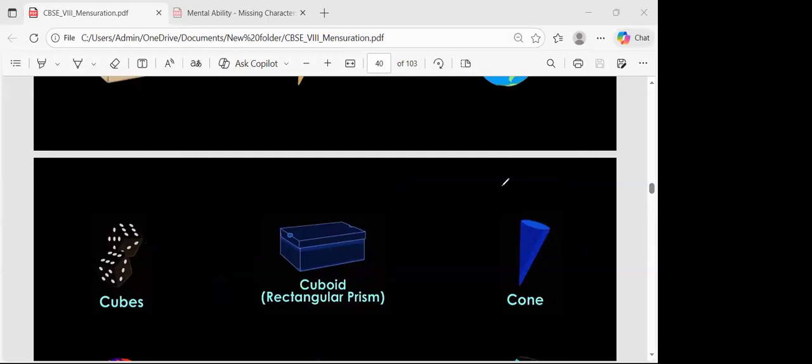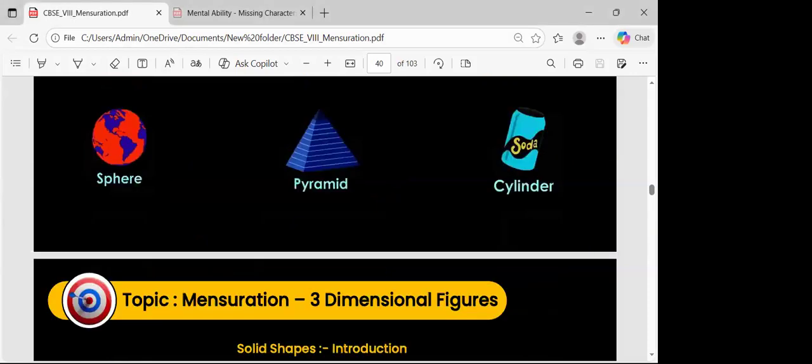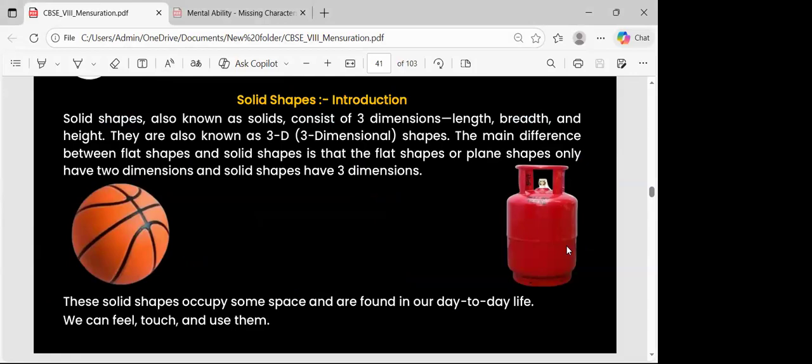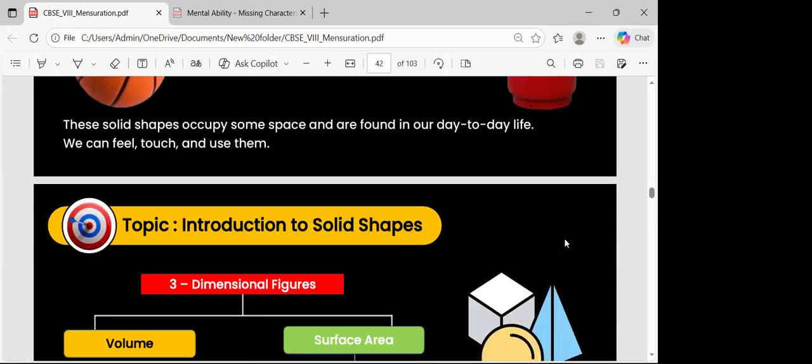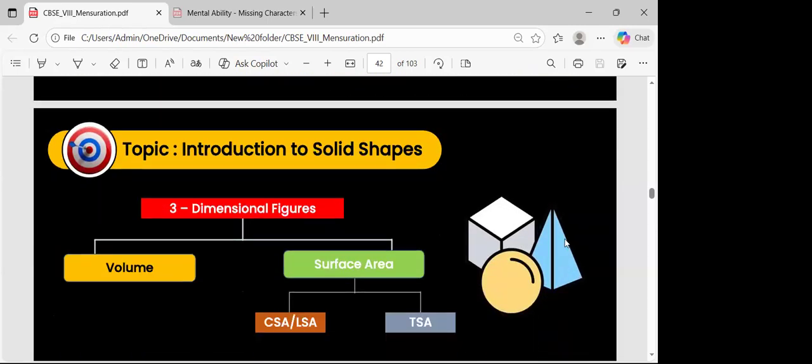Thank you. And next, that is how we are going to answer our questions now. Now we have the three-dimensional figure. Solid shapes are also known as 3D figures. The main difference between flat shapes and solid shapes is that flat or plane shapes only have 2 dimensions, and solid shapes have 3 dimensions. An example is a ball and a gas cylinder. We can feel, touch, and use them. Now, let me introduce you to the solid shapes.